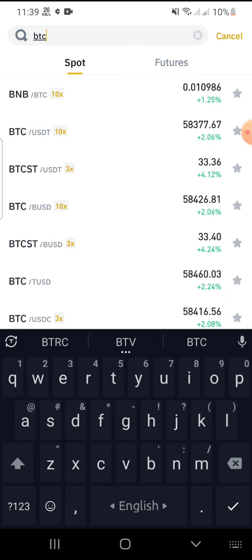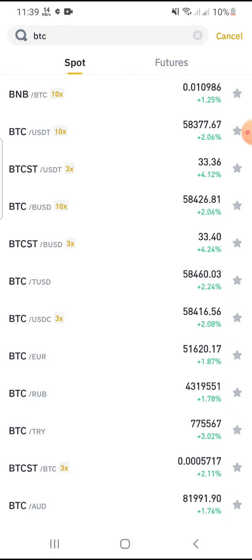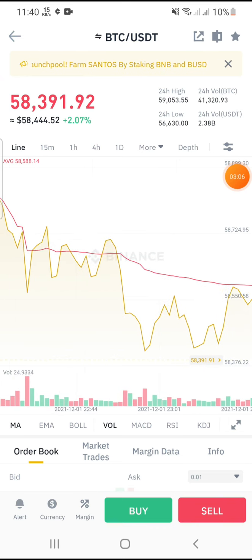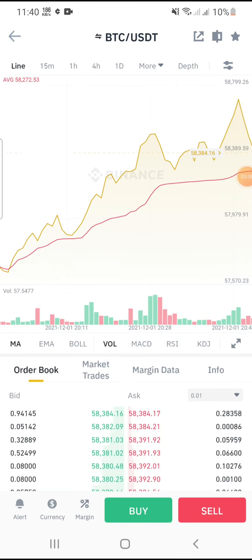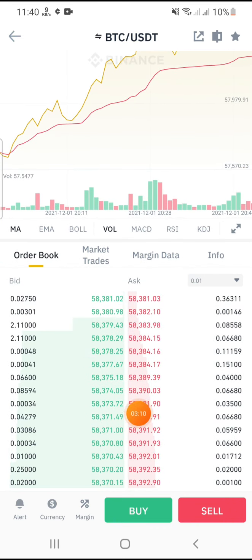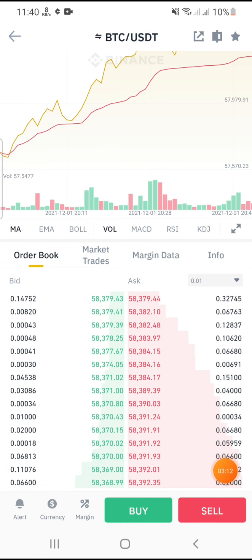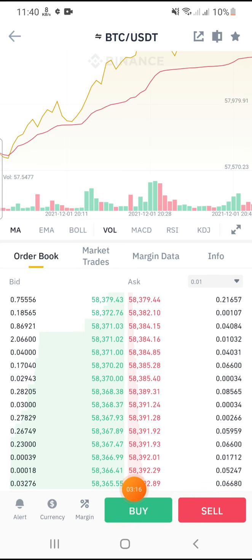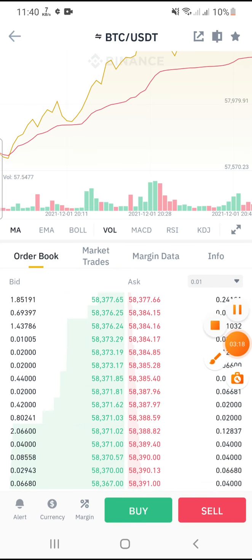BTC, up and down, high rate, $58 million. $58,000, reaching up and reaching down. Binance buy and sell. You can now buy, you can now sell. Click here to buy or sell.